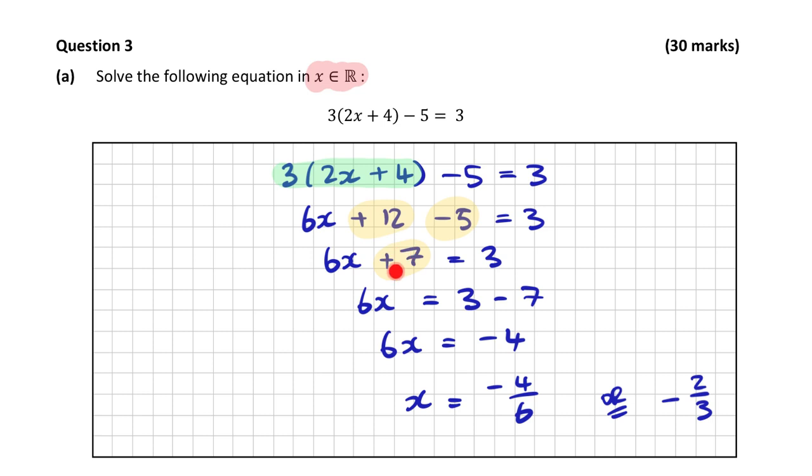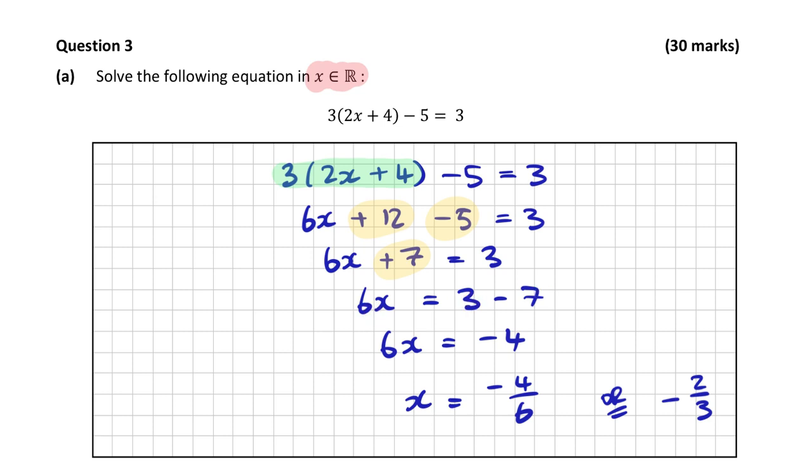So let's bring that positive 7 there. If we want to get rid of that, we need to subtract 7 from the left-hand side. If we subtract 7 from the left-hand side, we'll be left with just 6x. But if we subtract 7 from the left-hand side, we have to do the same to the right-hand side because it's an equation. We have to make sure that we keep the equation balanced. So because we subtract 7 from the left, we have to subtract 7 from the right. That brings us to line 4. And you can see we've got 6x is equal to 3 minus 7.